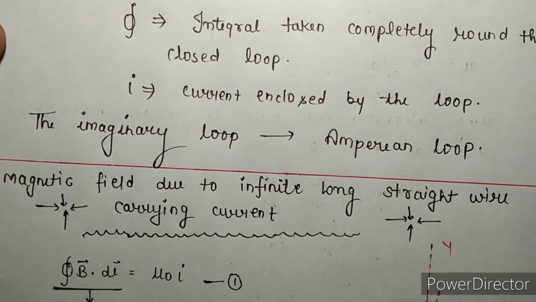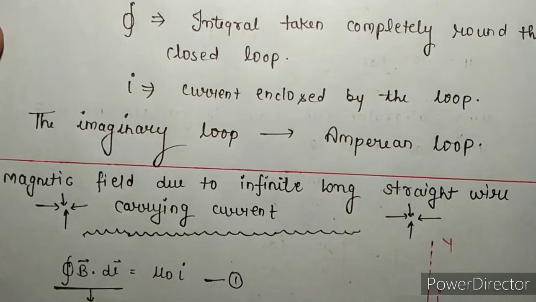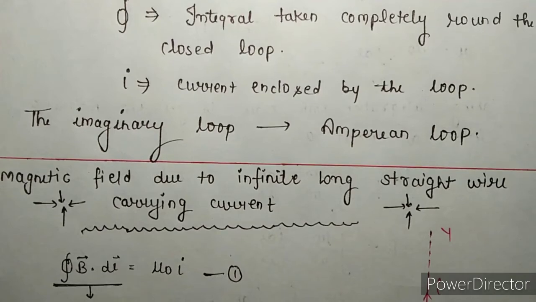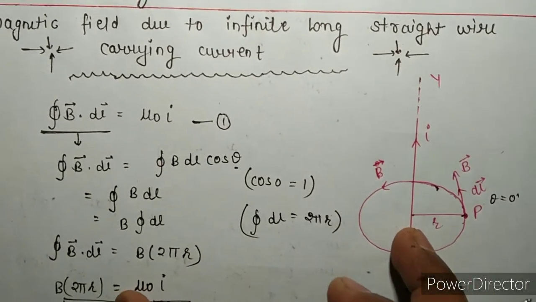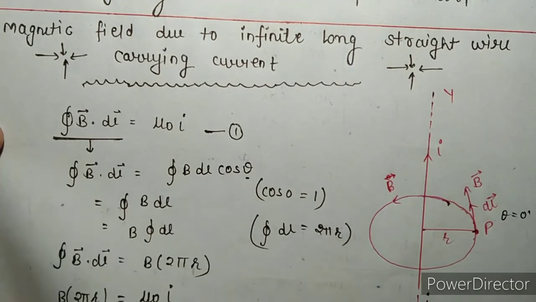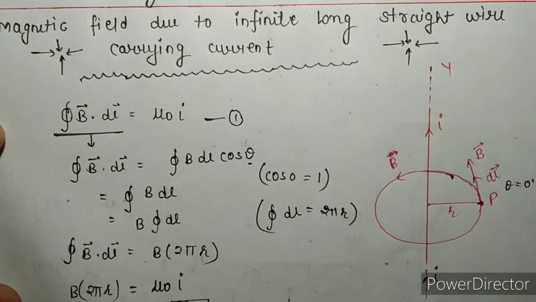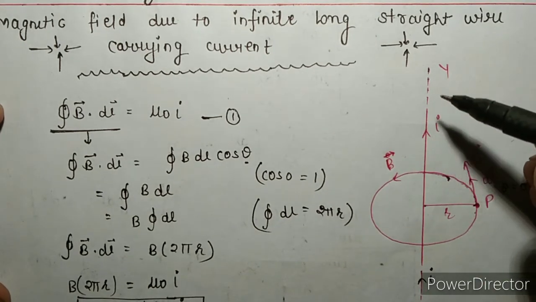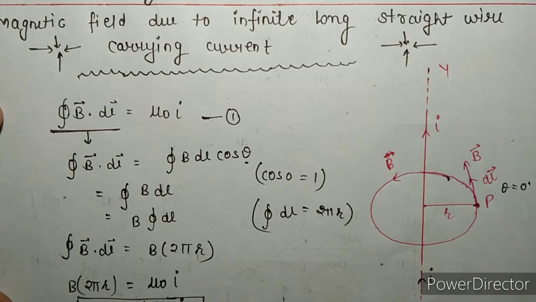Now we look at the application of Ampere's circuital law to find the magnetic field around a current carrying conductor. The application is to find the magnetic field due to an infinitely long straight wire carrying current. In this figure XY is the infinitely long wire carrying current I, and the point P is the point at which we have to find the total magnetic field due to this infinitely long wire carrying current I.